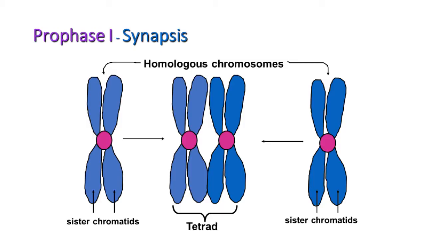Prophase 1 is the longest and the most complex phase. It is where the chromosomes condense, and synapsis occurs, where the homologous chromosomes come together to form a tetrad. A tetrad is 2 chromosomes or 4 chromatids, sister and non-sister chromatids. So this is what synapsis looks like. The homologous chromosomes come together to form a tetrad.